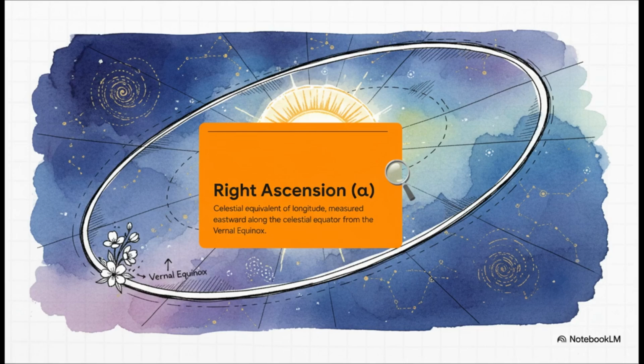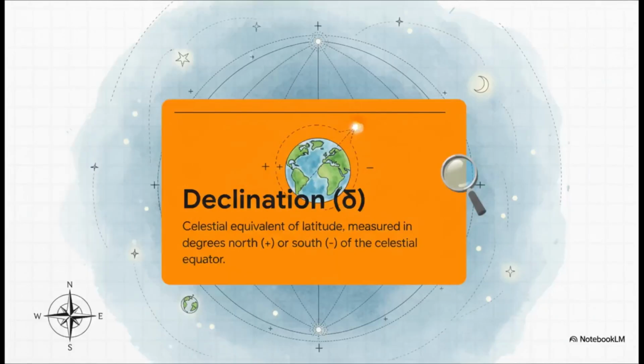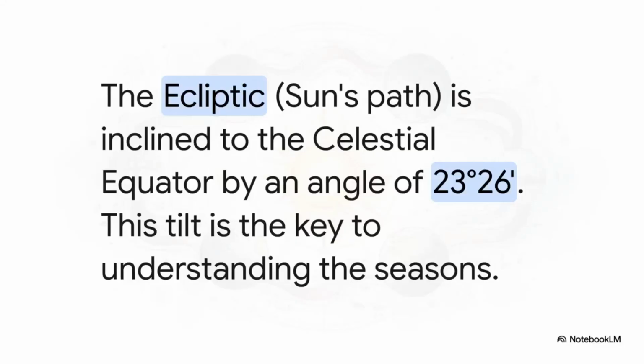And it starts from a very specific 0 point, a location called the Vernal Equinox, which we'll talk about in just a moment. And our second coordinate, that's declination. You can think of it as celestial latitude. It tells us how far north or south an object is from that celestial equator. If the declination is positive, the object is in the northern celestial hemisphere. If it's negative, it's in the southern. It's that straightforward.